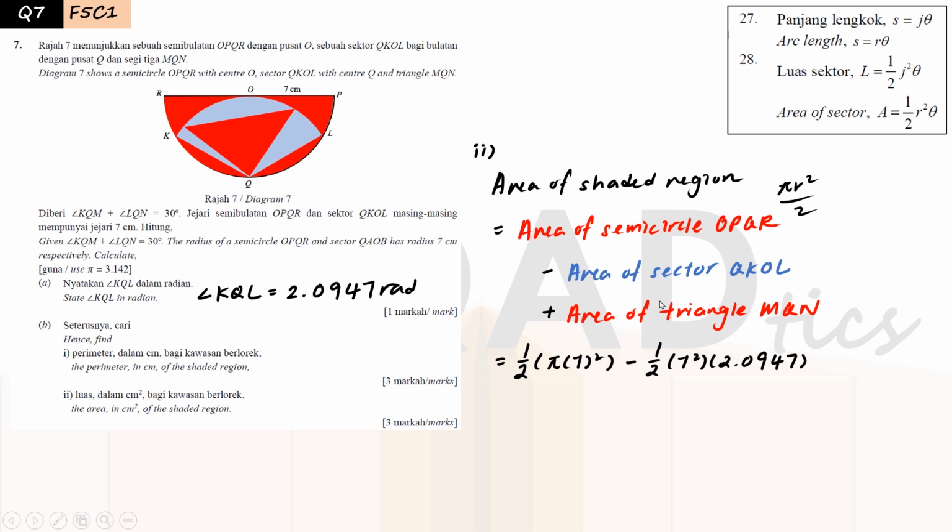And for the area of the triangle, because this triangle is a right angle triangle, we can use the 1 over 2 times base times height formula. The base here is 7 and the height here is 7, so here will be 1 over 2 times 7 times 7. Once you type this into the calculator and simplify it, you will get the area of the shaded region, which is 50.159 cm squared.